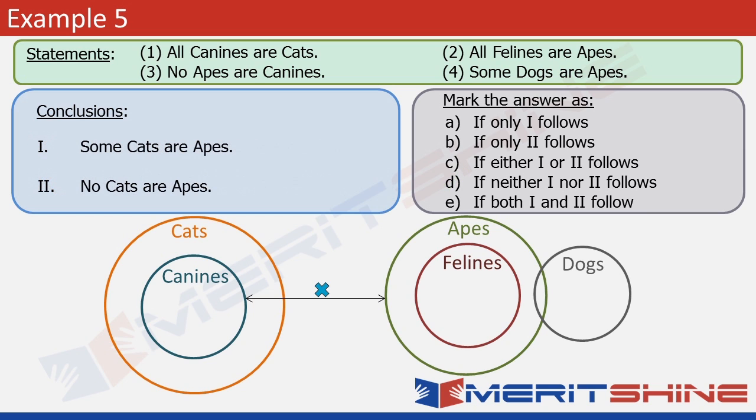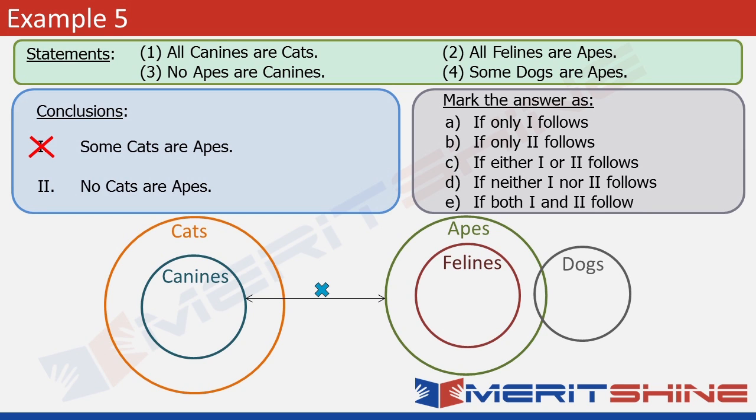Let's look at this next one. Conclusion 1 is some cats are apes. So this is an affirmative statement and we have got the minimum overlap diagram in front of us. We can see that cats and apes are not overlapping. So this conclusion is not necessarily true. It does not follow. Conclusion number 2.